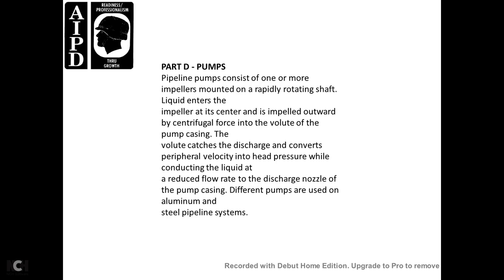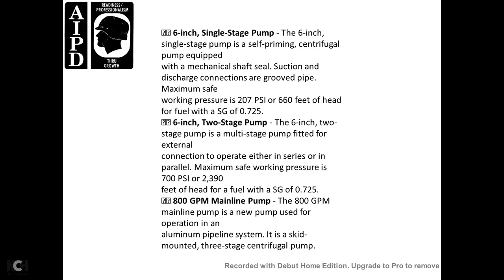Part D, pumps. Pipeline pumps consist of one or more impellers mounted on a rapidly rotating shaft. Liquid enters the impeller at the center and is impelled outward, with centrifugal force, or as in the volute pumping case. The volute catches the discharge and converts the peripheral velocity into head pressure while conducting the liquid at a reducing flow rate to the discharge nozzle of the pumping case. Different pumps are used on aluminum and steel pipeline systems.